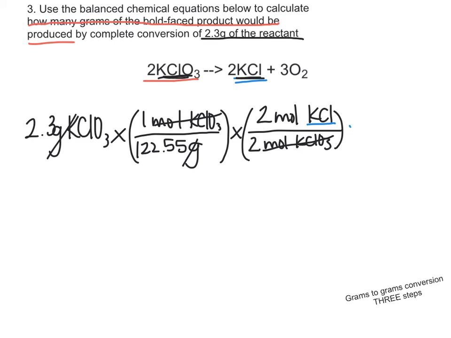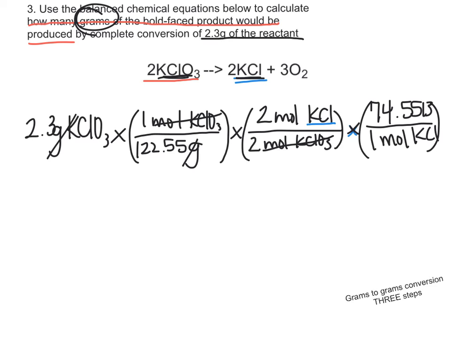In my last step, because the question is asking me for grams, I have to do another mole to gram conversion, but this time I'm canceling moles of KCl and getting the molar mass. So I know that 1 mole of KCl weighs 74.5513 grams. Now my moles are canceled, and I'm left with grams, which is exactly what the question asked me to find. So now I set everything up correctly, and it's just time to do the math.